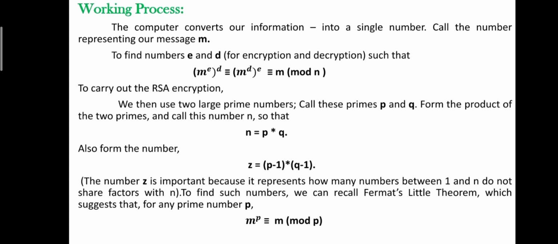Call these primes p and q, and call the product of the two primes n, so that n equals p times q. Also form the number z, which equals p minus 1 times q minus 1. Here the number z is important because it represents how many numbers between 1 and n do not share factors with n. To find such a number, we can recall Fermat's little theorem, which says that for any prime p, m to the power p is equal to m mod p.